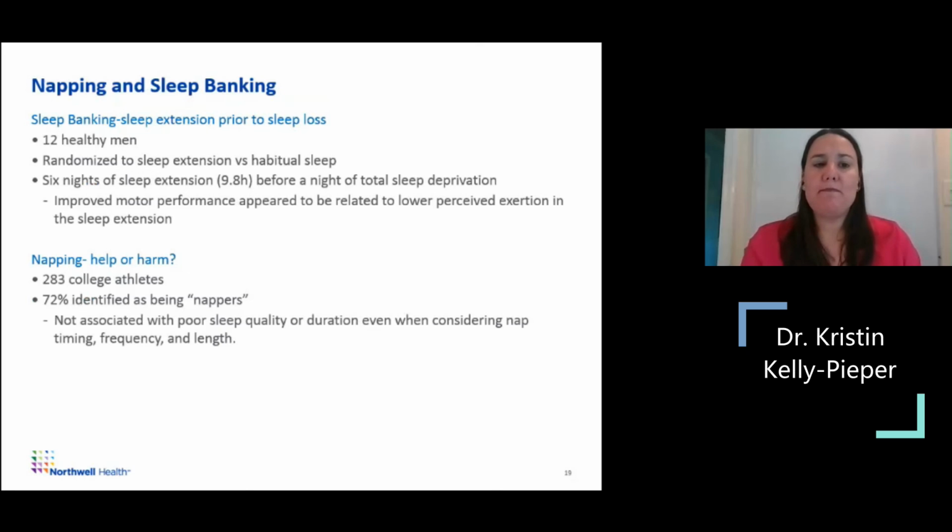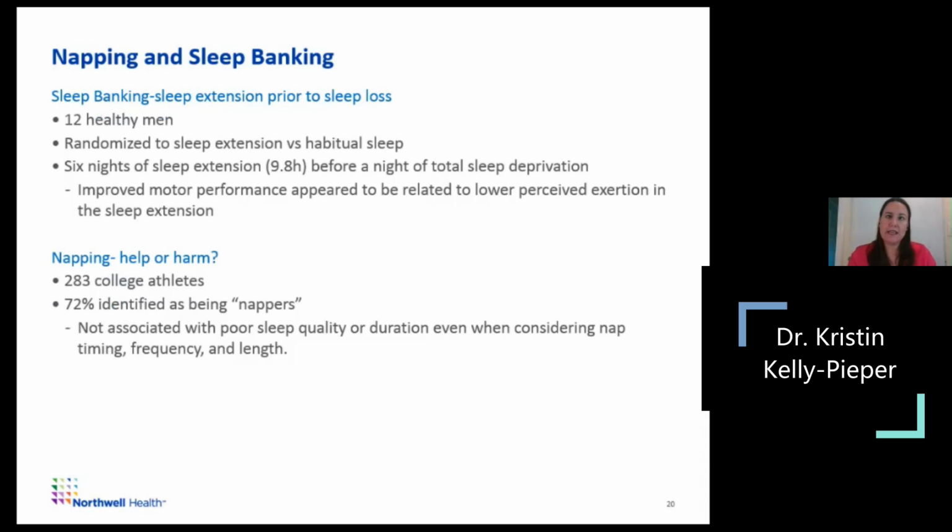There's a concept called sleep banking, and this is a newer concept that we'll probably hear more about, but it's the idea of trying to sleep extra leading up to an anticipated sleep loss. So they took 12 healthy men, they split them into a group that either slept their regular amounts or slept for 6 more nights, close to 10 hours of sleep, before they wouldn't let them sleep for an entire night. And they found those that had banked those extra hours had improved motor performance, which appeared to be related to having a lower perceived exertion in that group that had the sleep extension.